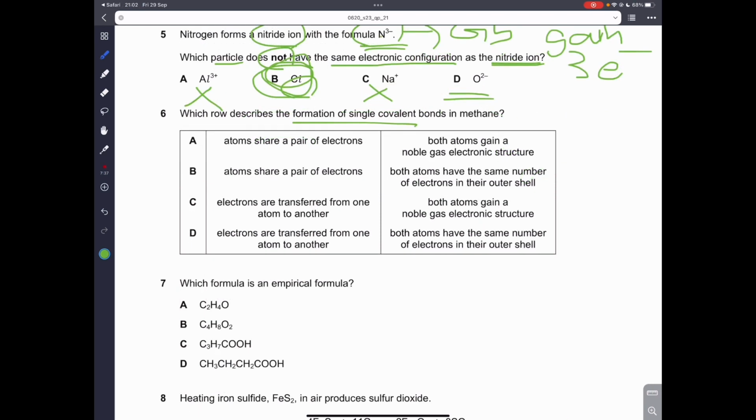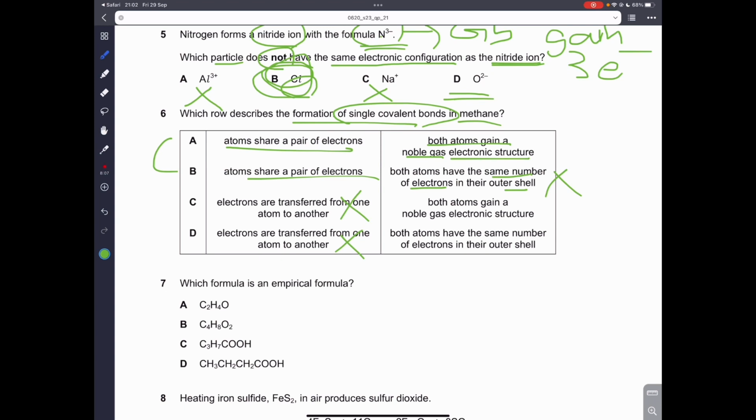Question number 6. Which rule describes the formation of single covalent bonds in methane? So the single covalent bonds are basically a pair of electrons being shared together in the methane molecule. So the atoms share a pair of electrons, they are not transferred to each other. This is ionic. A and B are covalent. Both atoms gain a noble gas electronic structure. Both atoms have the same number of electrons in the outer shell.